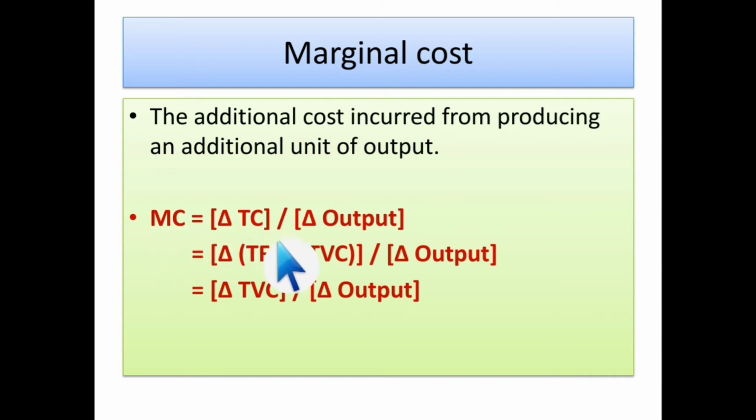Well, total cost is equal to total fixed cost plus total variable cost. So if you calculate the change in it, total fixed cost will not change, so the change in total fixed cost will be 0. So we can write it as change in total variable cost divided by change in output. Now we will see how these cost curves can be explained graphically, what the exact curve of these cost concepts will be.